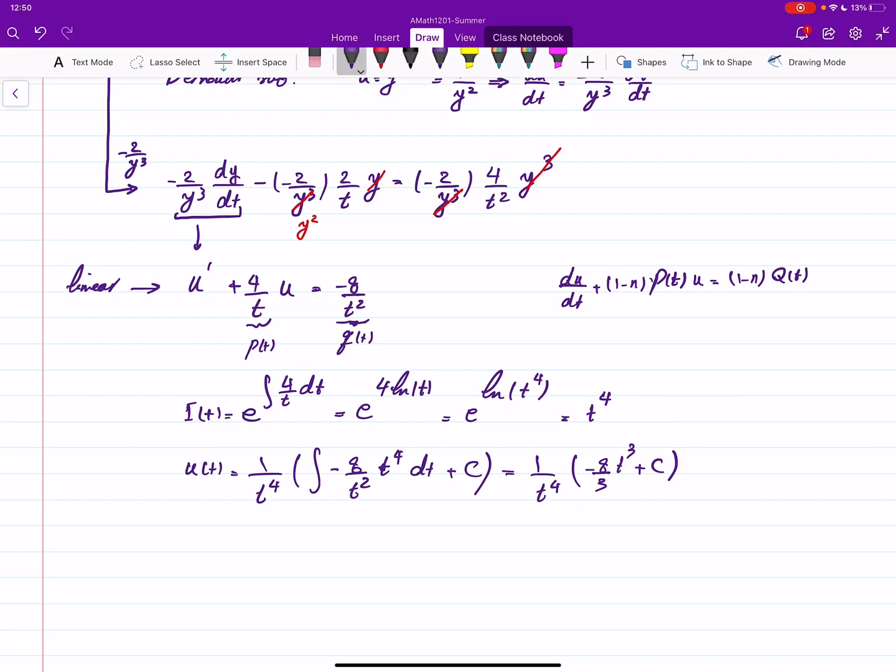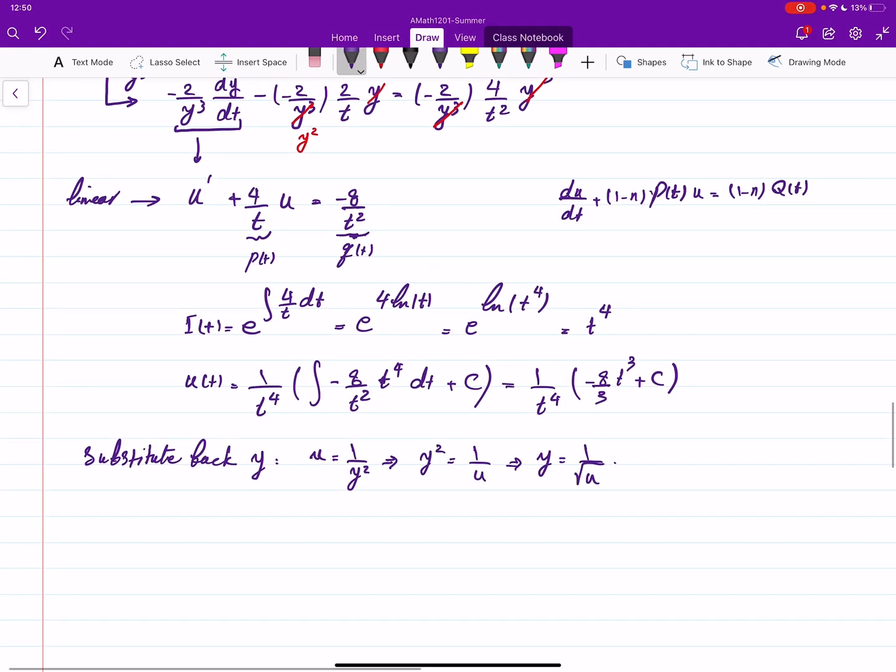Now I want to substitute back. From this, you remember that u was 1 over y squared. That means that y squared is going to be 1 over u, and that means that y is equal to 1 over square root of u. So I'll apply those steps. It will be y equals 1 over root u(t), which will give me 1 over root of t to the power 4 minus 8 over 3t cubed plus c.